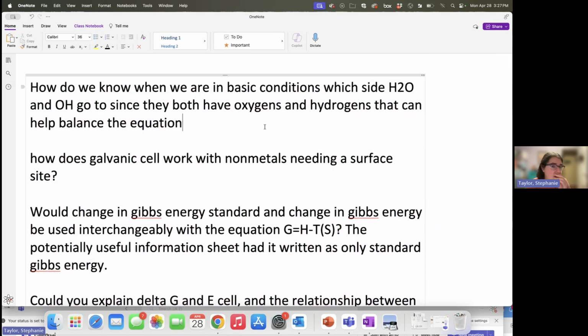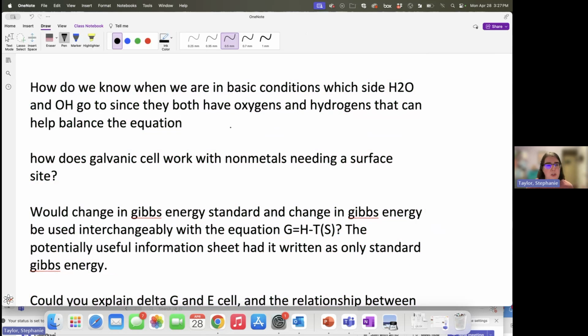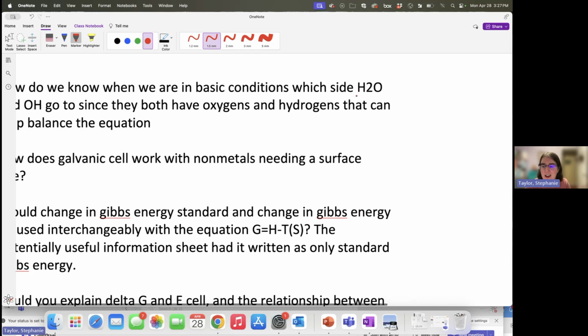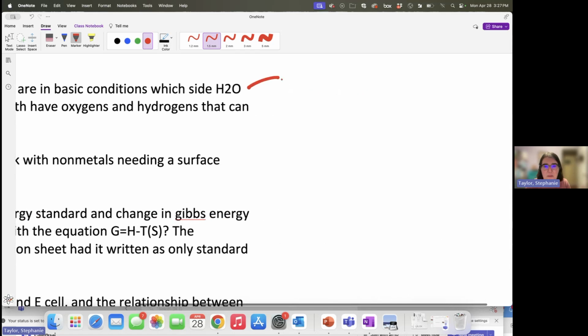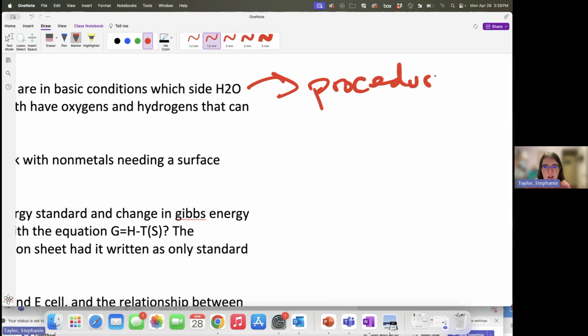So this one says, how do we know when we're in basic conditions which side the water and the hydroxide go to, since they both have oxygens and hydrogens that can help balance the equation? So this is one of those where there might be a better answer to this question. But for me, when it comes to balancing, I usually think about this as a procedure, as in follow the procedure, because the difficult thing is sometimes you have, I'll just give you some examples.